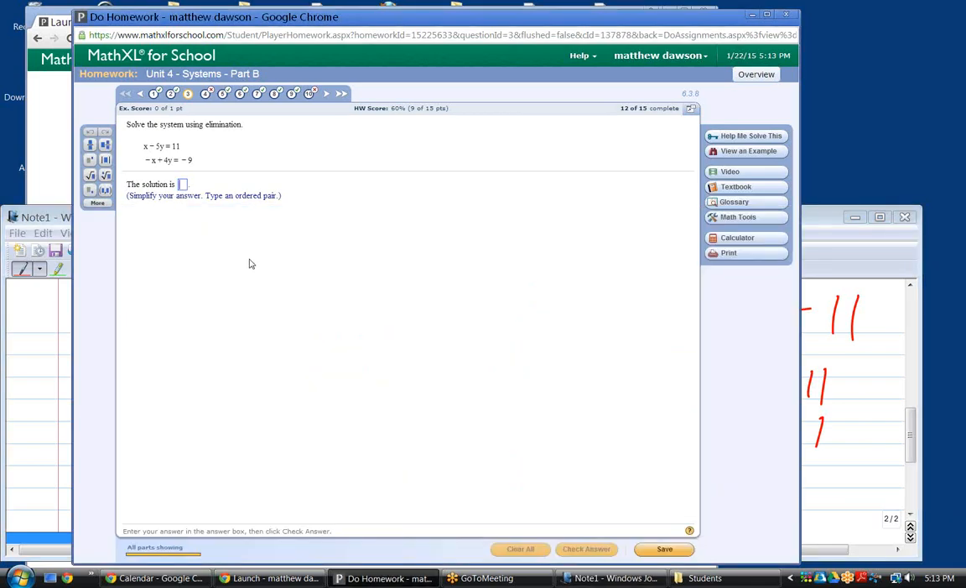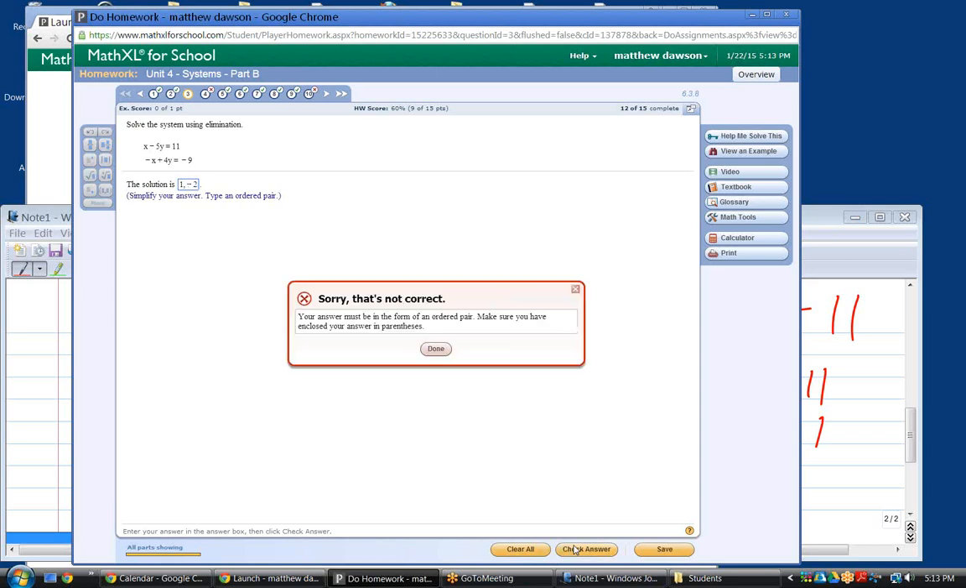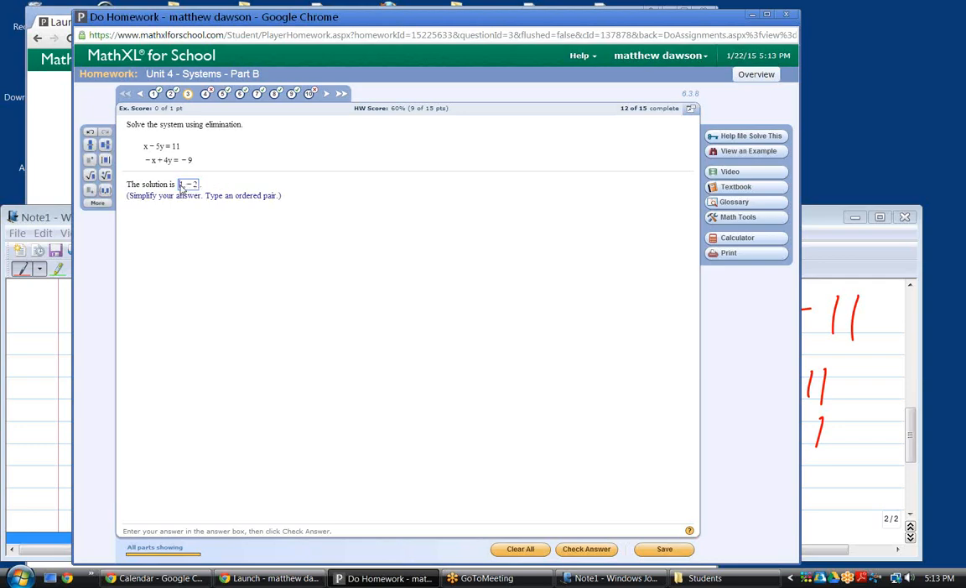Do I need to put parentheses around these or anything? Or just a comma? What do we get for, let's see, let's say it was 1 comma negative 2. Shall we see if that works? Yeah. Make sure you enclose your answer in parentheses. I seem to remember that we needed that.